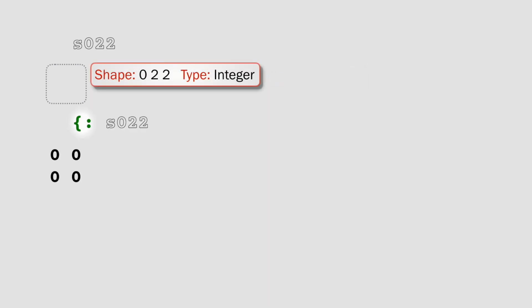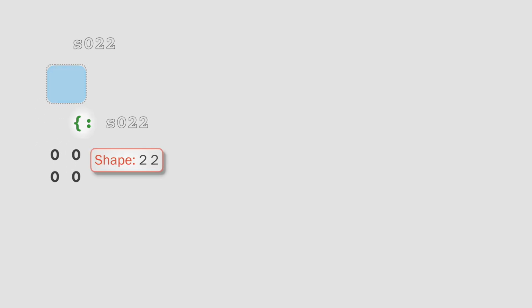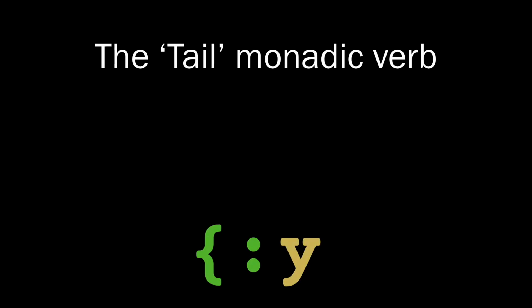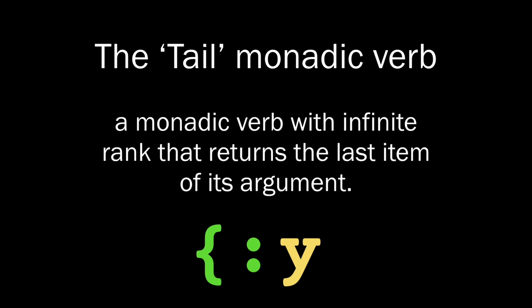Moving on to rank 3, we have a shape 0, 2, 2, no items. We use a fill. The shape of that fill will be 2, 2. It will end up with a shape of 1, 2, 2. And then we take the first item of that 1, 2, 2 shape, and that gives us a shape of 2, 2. That's the tail monadic verb. It's a monadic verb with infinite rank that returns the last item of its argument. Hopefully, after seeing these examples, you'll have a better sense of how to use the tail monadic verb.